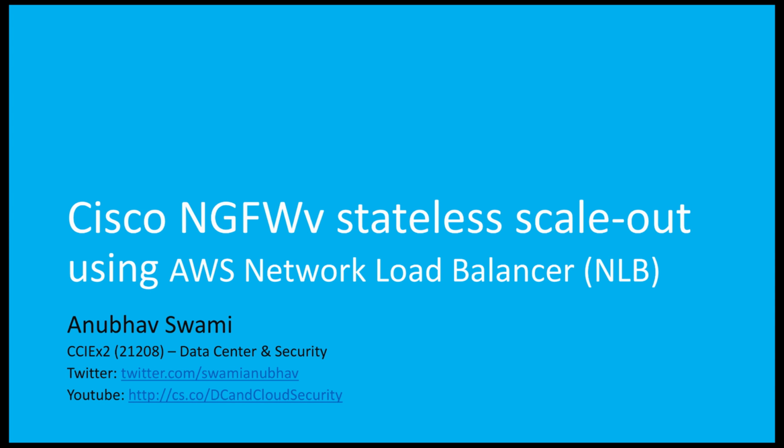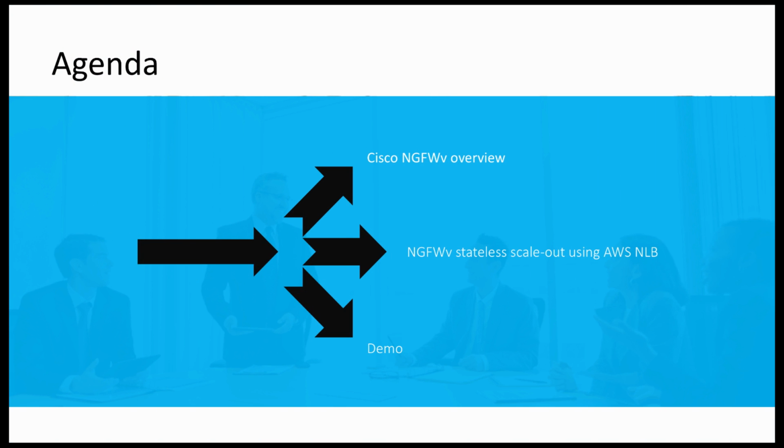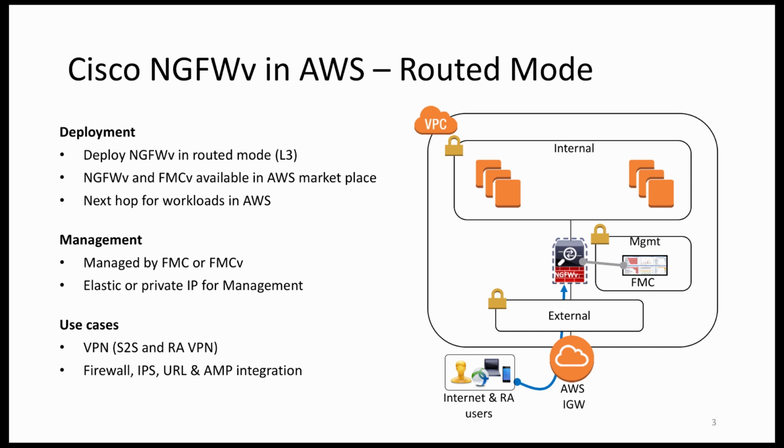Hello, this is Arubhav, and today in this video, I will talk about Cisco Next Generation Firewall Scale-Out Design using AWS Network Load Balancer. Before I talk about this design, let me give you a quick overview of Cisco Next Generation Firewall, and then I will talk about why there is a need of scale-out solution. And in the end, I'll show you a demo on AWS, how NGFWV in scale-out design is deployed. So let's begin with our introduction here.